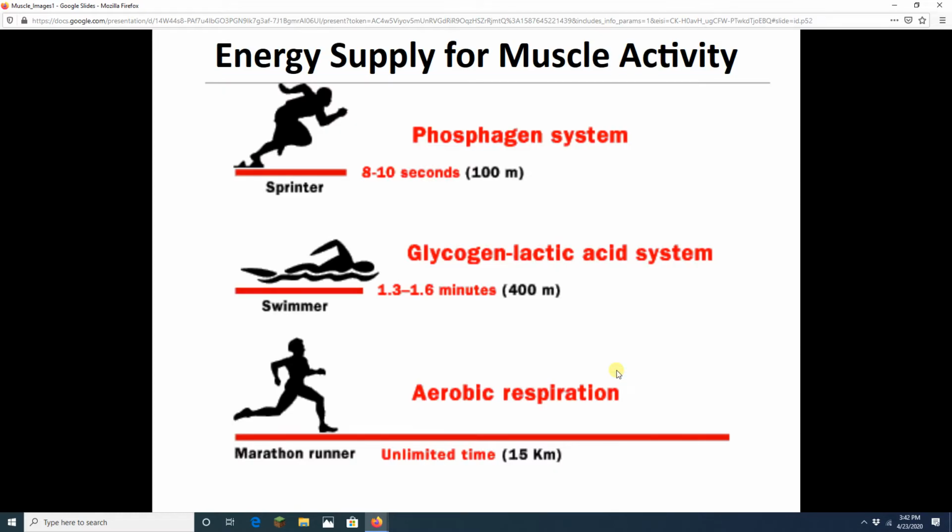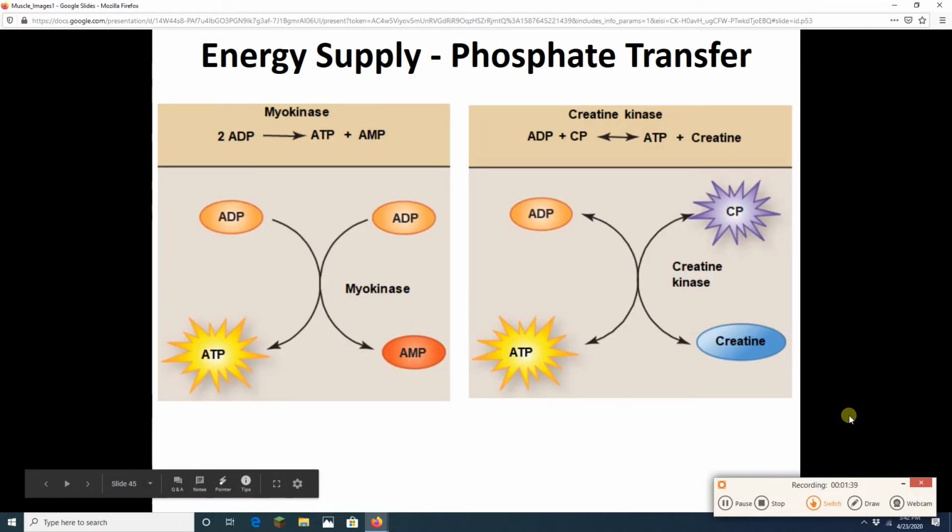All right, yay. Now we can do some energy supply. There are three basic systems we're going to discuss. There's the phosphagen system, glycogen, and aerobic respiration.